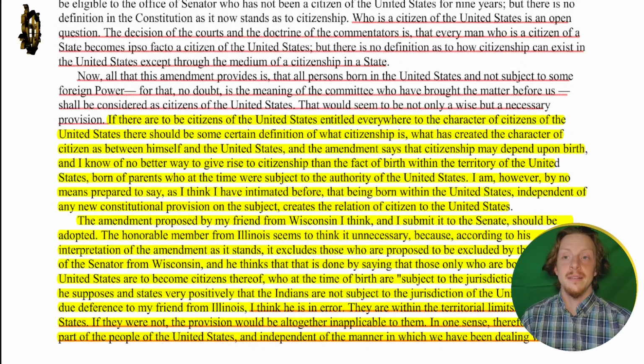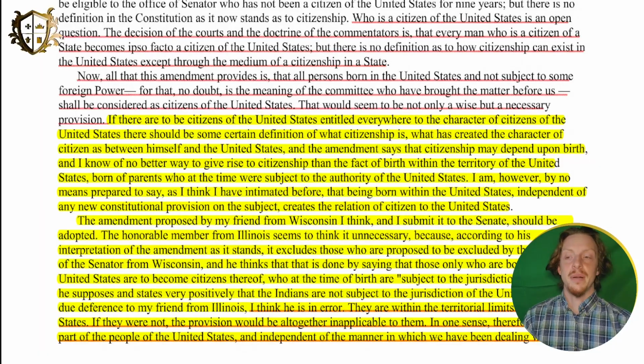Unless you apply subjection by blood. That if your parents are loyal or citizens of a foreign government, and you're born, you're also a subject of that government. That's what they're applying here. As long as your allegiance doesn't belong to another government, that satisfies that second requirement and subject to the jurisdiction thereof. That's what the legislators were saying.